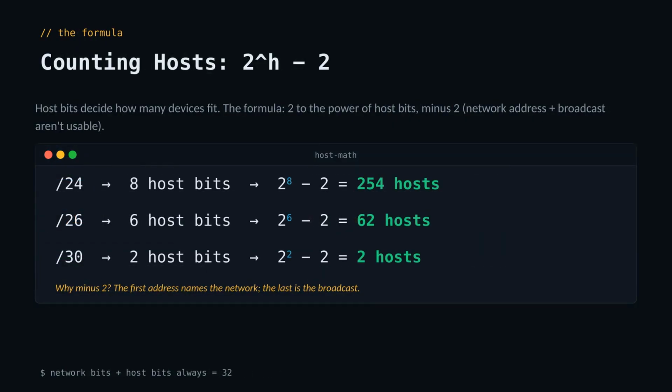So where do those host counts actually come from? It's a simple formula. 2 raised to the number of host bits, minus 2. A /24 leaves 8 host bits, so 2 to the 8th minus 2 gives you 254. A /26, 6 host bits, 62 hosts, and a /30, just 2 bits, gets you exactly 2 usable addresses. We subtract 2 every time because the first address identifies the network itself, and the last one is reserved for broadcast. Neither can be assigned to a device.